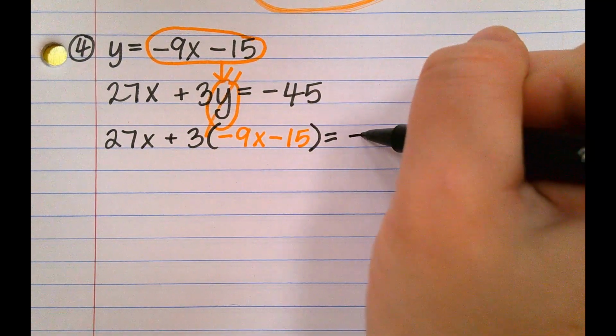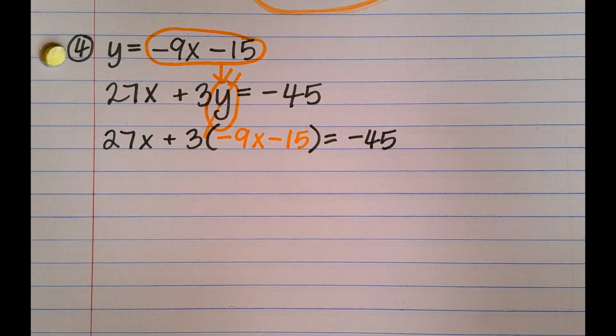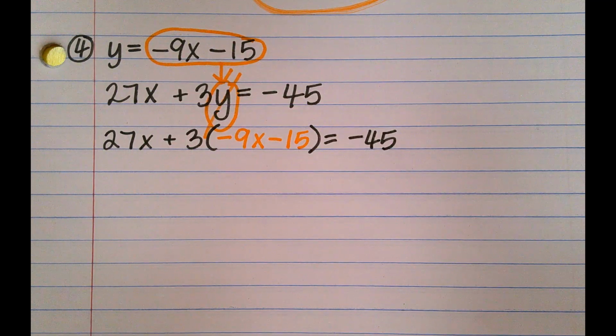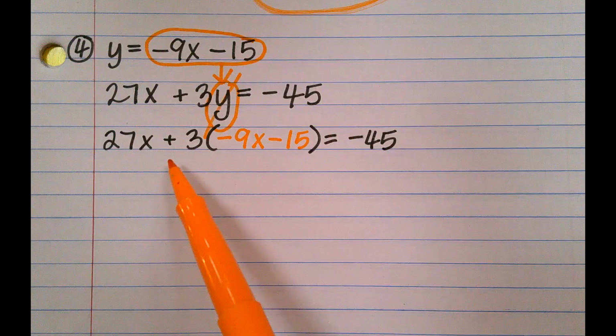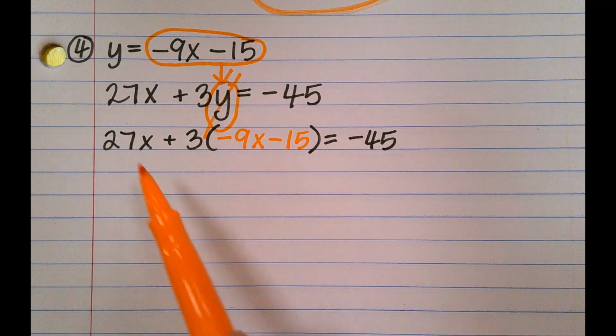Equals -45. Okay, I plugged everything in. What do I do now? Add the 27x with the -9x. Do I do that yet? You distribute first. Yes.